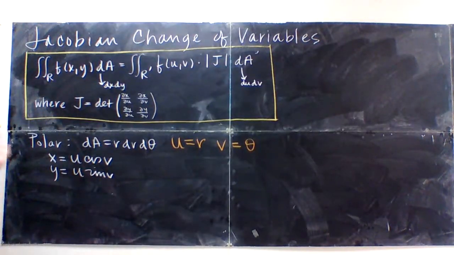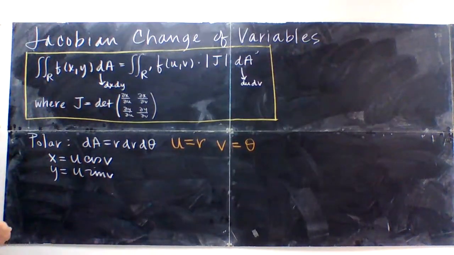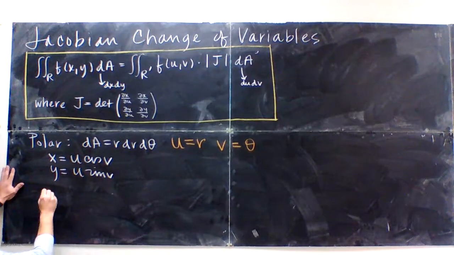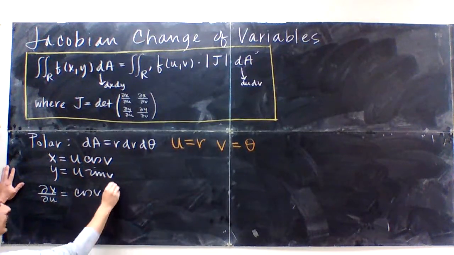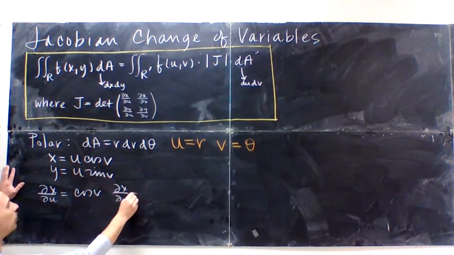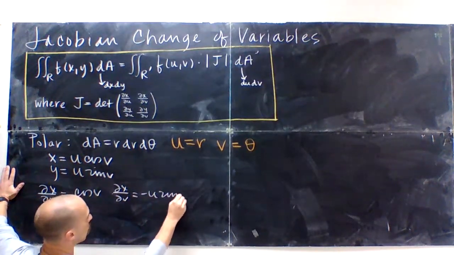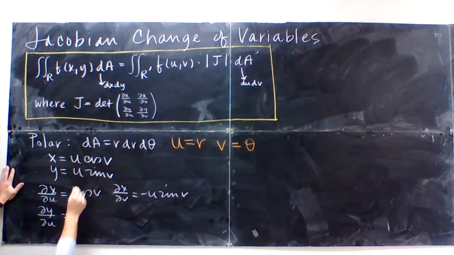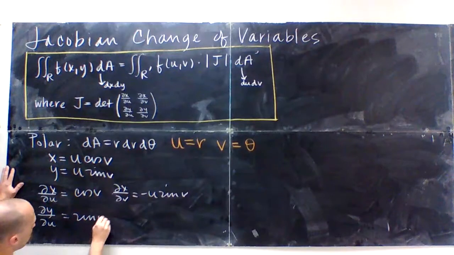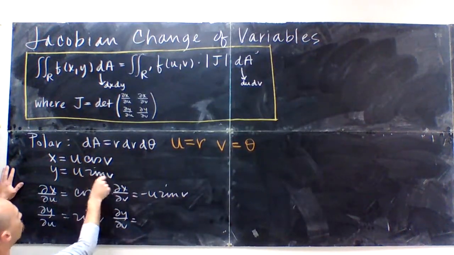Okay, so we need partials of x with respect to u and v, and y with respect to u and v, and all that stuff. So I'm just going to start writing partials down. dx/du is cosine v. dx/dv is equal to negative u sine v. dy/du is going to be sine v. And dy/dv is going to be, let's see, u cosine v.